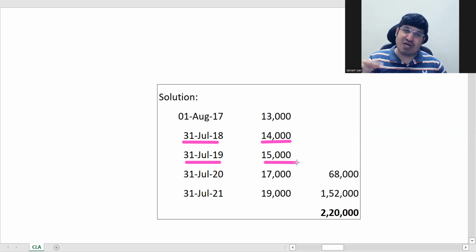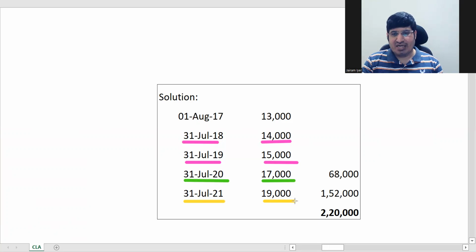the salary increases by 2000. So here what will happen is on 31st July 2020 it will become 17,000. Next one more, 31st July 2021. Here it will become 19,000. Now it is increasing 2000, 2000. Okay, till here you are fine.